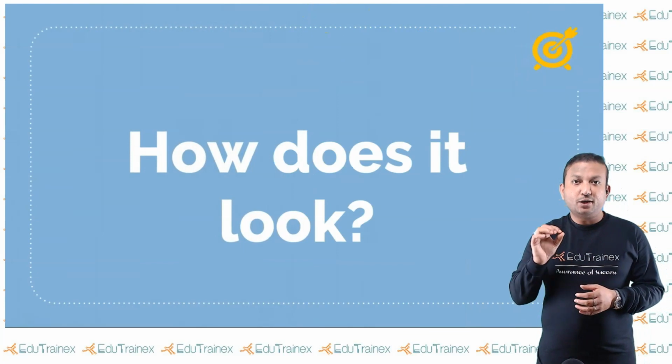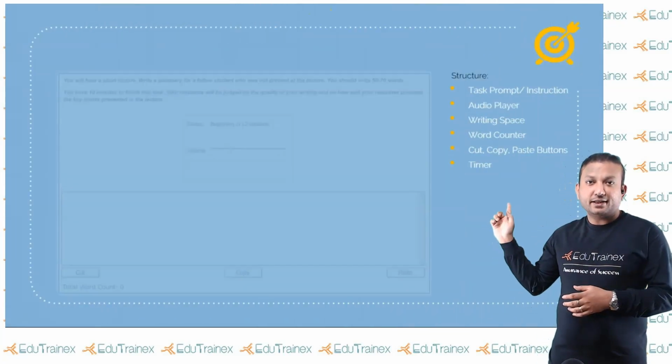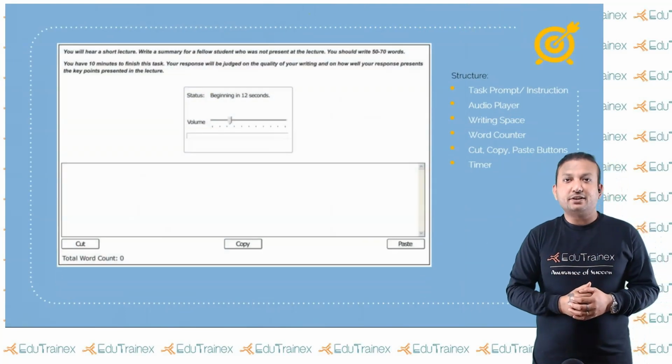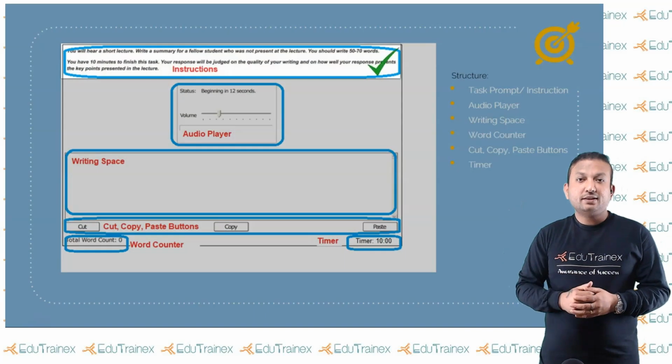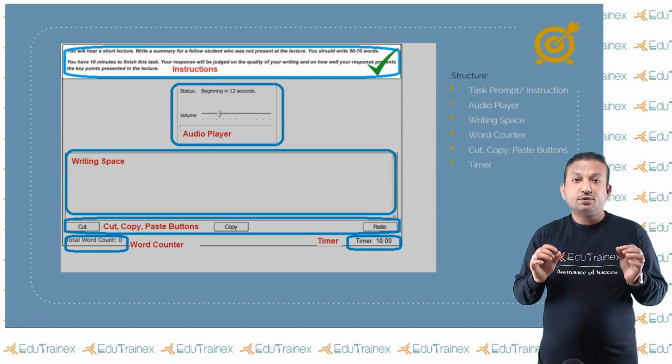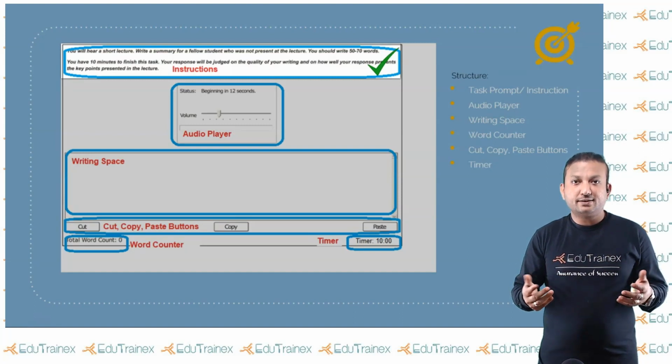Now it's time to find out how it looks in the actual test. So this is the layout of the Summarize Spoken Text questions. It consists of 5 elements. Instructions at the top tell you that you have 10 minutes to write a 50 to 70 word summary after hearing a lecture, as if you are explaining it to someone else.